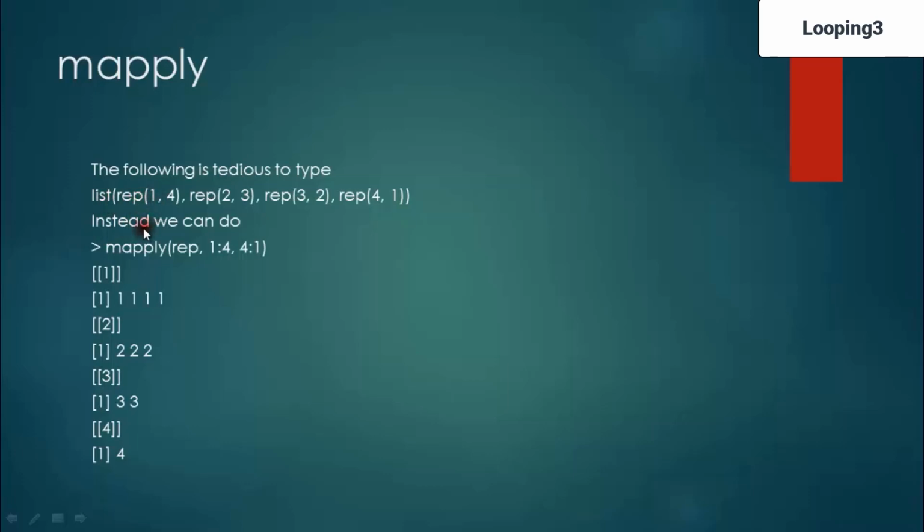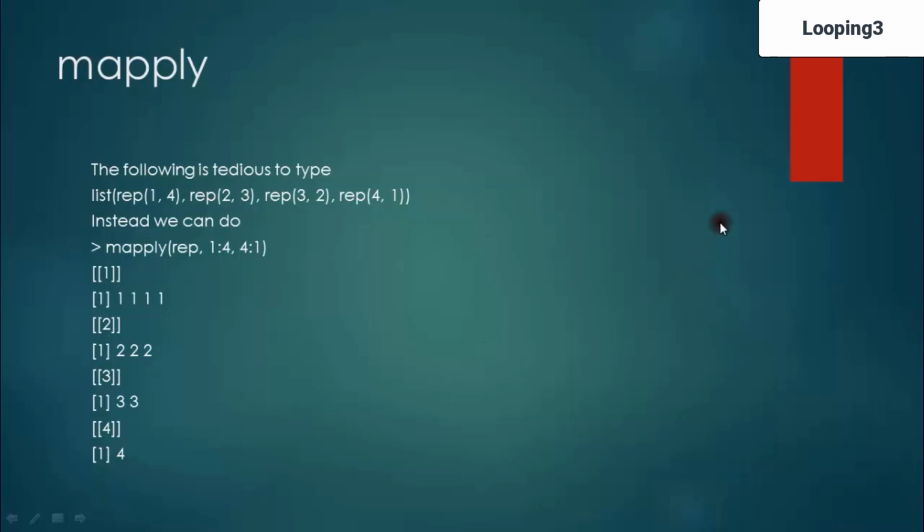So what you can do is use mapply here to pass the rep function. Rep is a function, with 1 to 4 and 4 to 1. What basically happens is for each element here, for 1 it takes 4, for 2 it takes 3, for 3 it takes 2, and for 4 it takes 1. So rep of 1 comma 4, rep of 2 comma 3, rep of 3 comma 2, rep of 4 comma 1. That is how the function works.